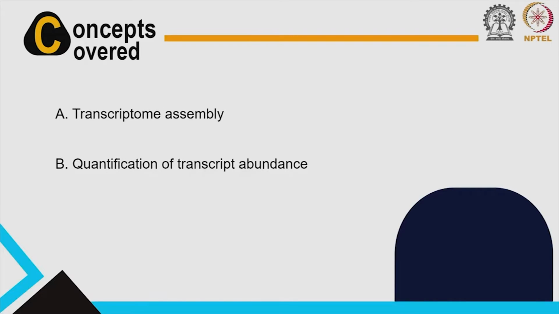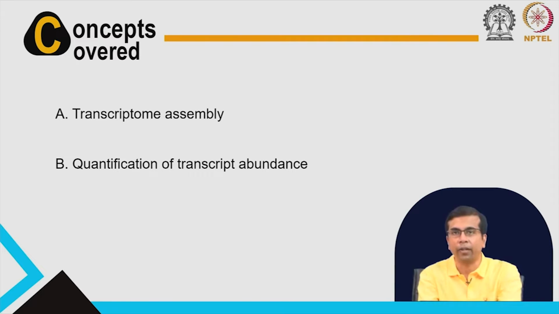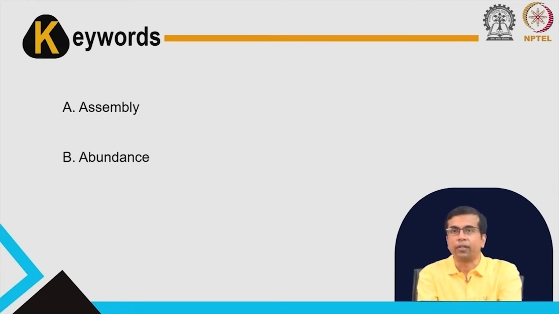The first concept is transcriptome assembly. We will talk about what assembly is, discuss some of the tools that are used for assembly, and how to evaluate the quality of assembly. The second concept is the quantification of transcript abundance. This is a very important step for any further analysis, because we want to count how many transcripts are there in the cell. These are the keywords: assembly and abundance.